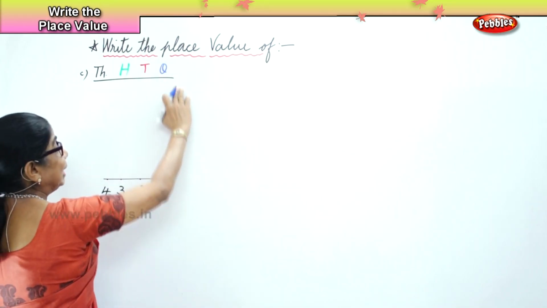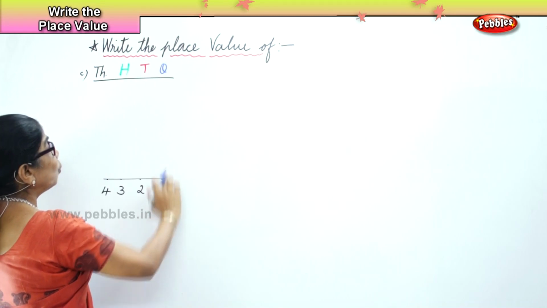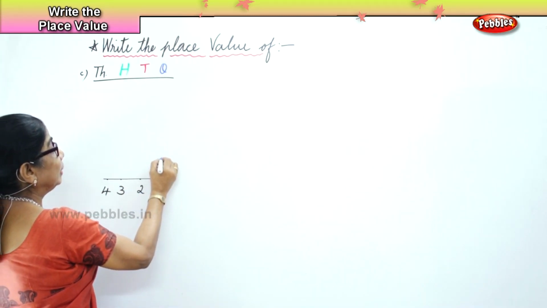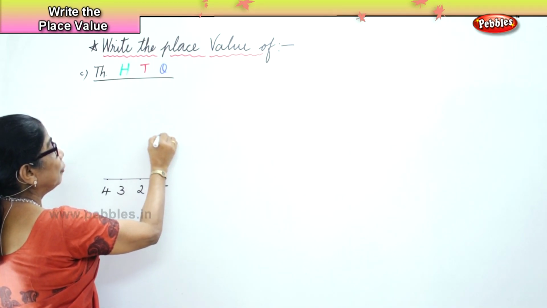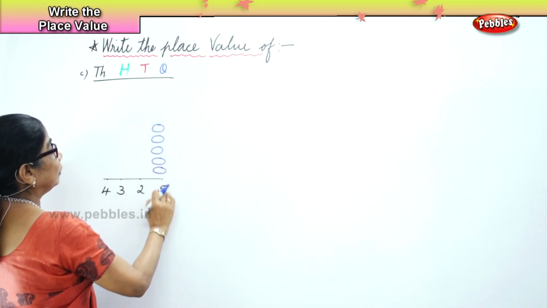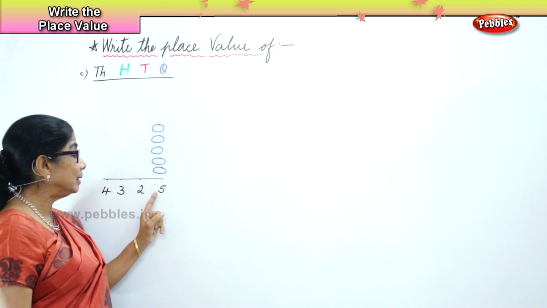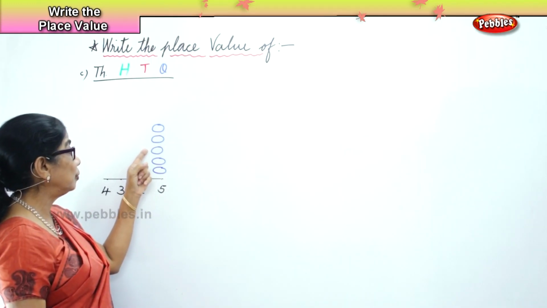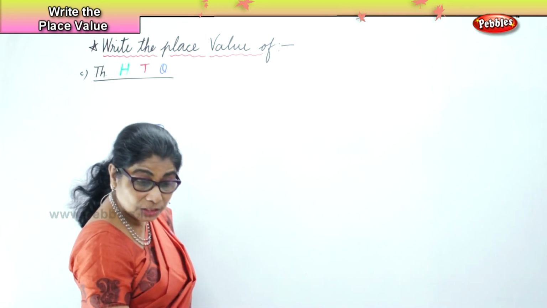Now, we'll begin from the right. You have 5 ones. How many ones? 5. 1, 2, 3, 4, 5. So what is the place value of the ones here? This number 5 is 5 ones. 5 is in the ones place.